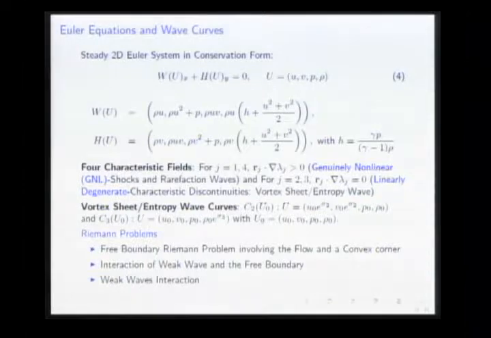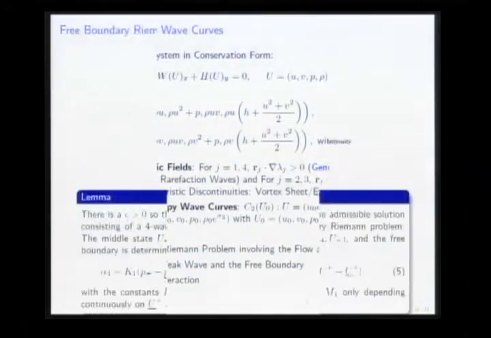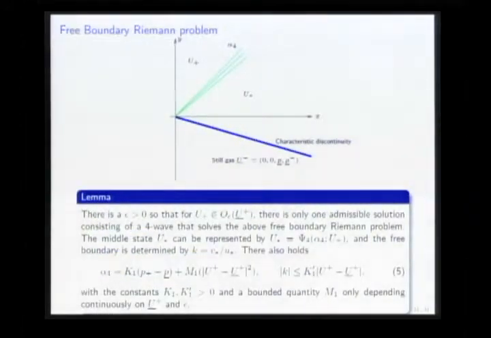So the three main Riemann problems we had to solve involve the free boundary emerging from the convex corner, the interaction of weak waves with this free boundary, and the weak wave interaction. The first two Riemann problems are the new ingredients of this work. The third one you can, for example, find in the earlier references I mentioned on the steady flows, especially with the vortex sheet analysis.